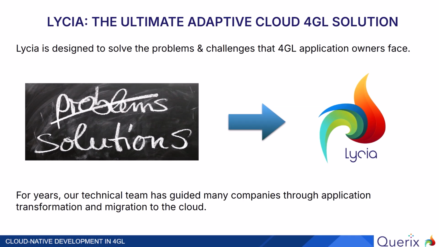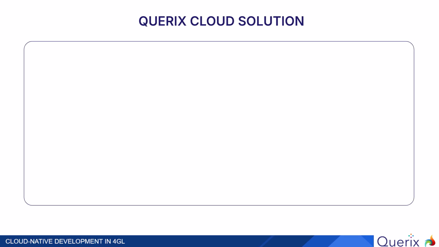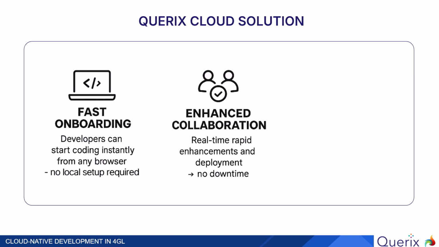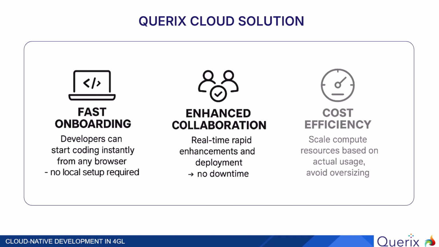For years, our technical team has guided many companies through application transformation and migration to the cloud. The Querix cloud solution provides you with a range of benefits right away. First of all, the onboarding is fast. The developers can start coding instantly from any web browser, as no local setup is required. Second, we make sure there's an enhanced, real-time collaboration and no app downtime. Third, the scaling is based off your actual usage, ensuring cost efficiency.